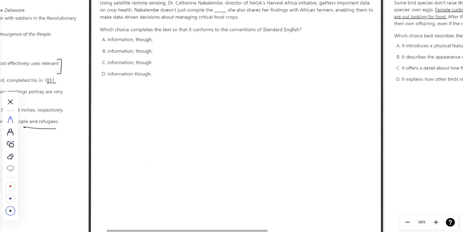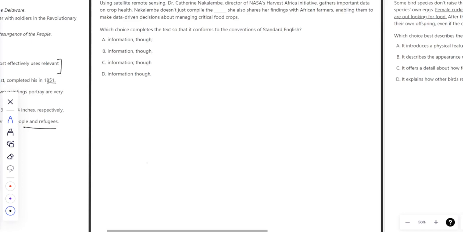This one is a standard English conventions question. It says, using satellite remote sensing, Dr. Catherine Nakalembi, director of NASA's Harvest Africa initiative, gathers important data on crop health. Nakalembi blank just compile the data, she also shares her findings with African farmers, enabling them to make data-driven decisions about managing critical food crops.